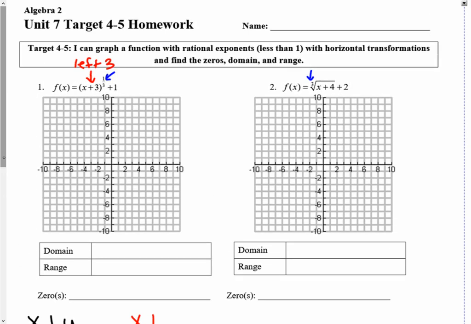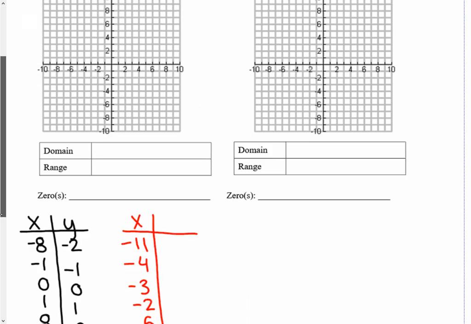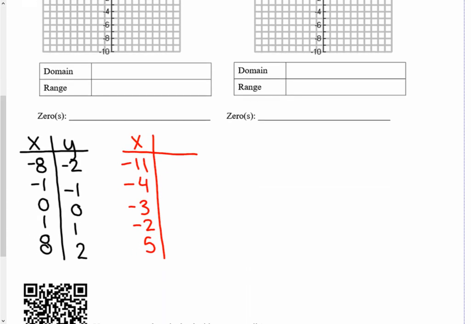Anything outside of the parentheses or outside of the root is always going to affect your vertical. So the +1 tells me my graph is moving up 1. So to my y values, I want to add 1 to everything. So I get -1, 0, 1, 2, 3.